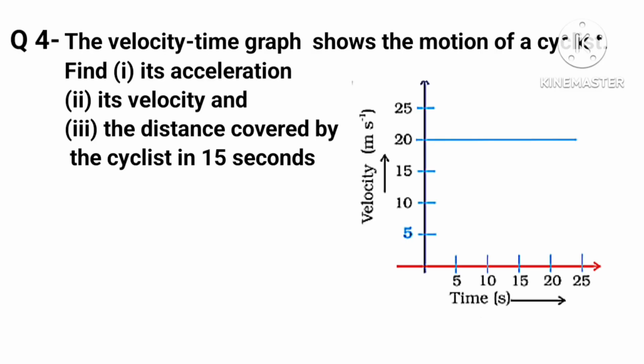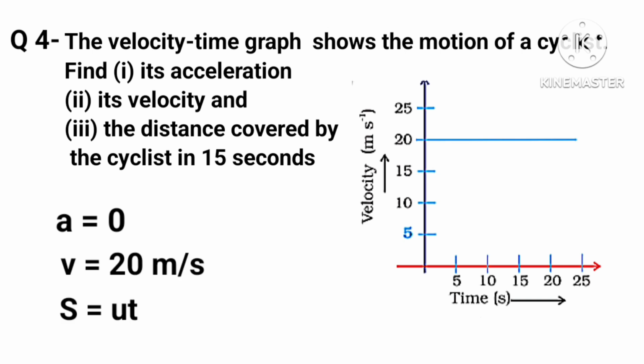The velocity-time graph shows the motion of a cyclist. Find (i) its acceleration, and (ii) the distance covered by the cyclist in 15 seconds. When we see the graph, velocity is parallel to the x-axis, meaning velocity is constant throughout, hence acceleration a equals 0. Velocity equals 20 meters per second. Distance traveled in 15 s equals ut, equals 20 times 15, equals 300 meters.